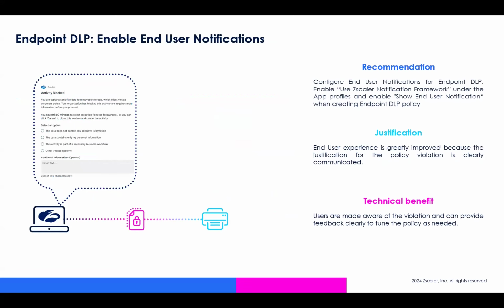The next step is enabling end-user notifications. This requires enabling the Zscaler notification framework under the app profile, and then enabling the Show End User Notification toggle when creating an endpoint DLP policy. This will greatly improve end user experience with DLP policy by clearly communicating to your users when they violate policy. This also allows the ability to configure the confirm action, which allows users to provide justifications for why they're performing an action that's triggered a DLP policy.